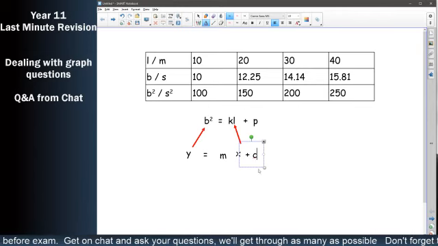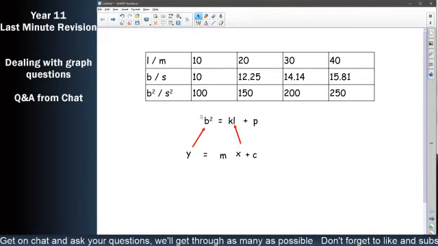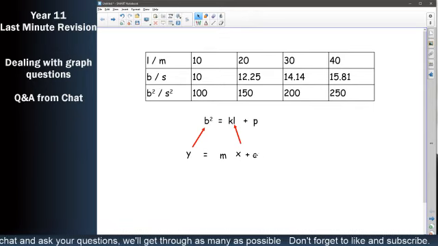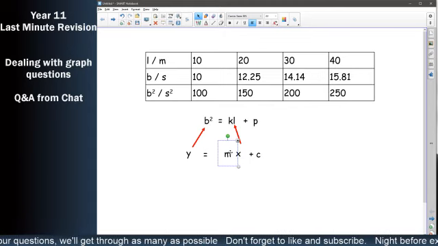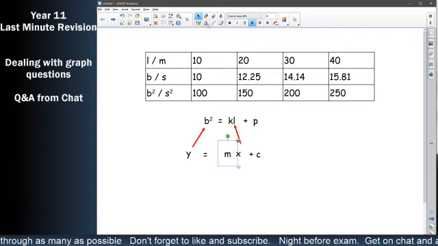Now if it did go through the origin, there would be no plus c part here, because c would be 0. So you'd just have B squared equals kL, but in this case we've set it up to make it as complicated as humanly possible for you. We're in last second cramming mode. There's no point easing you into it. We may as well go for the absolutely mental whatever.